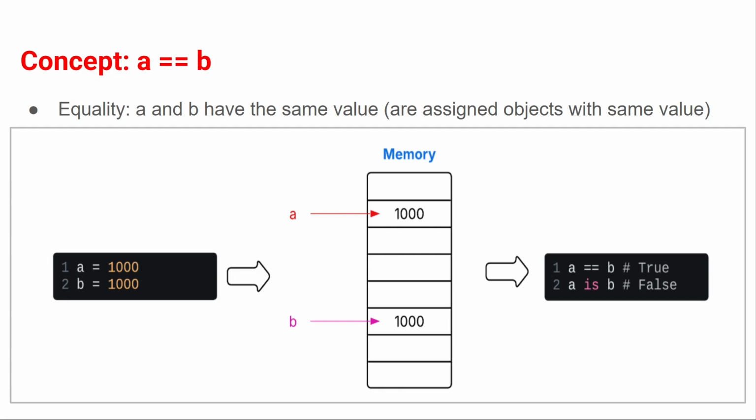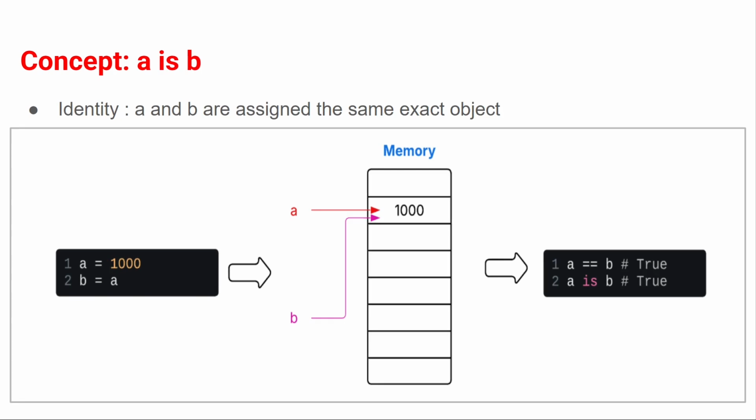So when you do a = 1000, for example, the Python interpreter will create an integer object of value 1000 and assign it to a. And then when you do b = 1000, it will create a new integer object of value 1000 and assign it to b. Since both objects have the same value, a == b. It's the same value, 1000. But a is not b.